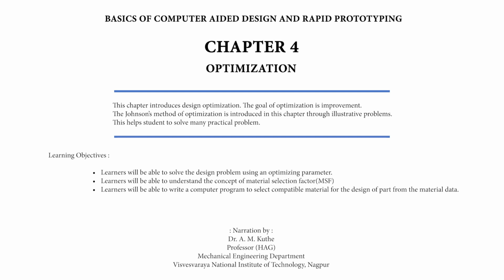Substituting d equals (32 Fl Fs upon 4 pi Sy) raised to 1/3 in the equation, we will have the term Sy raised to 4/3 upon E as the material selection factor. The material which has the least value of material selection factor is selected for the design because that material will have minimum value of deflection, as seen from the equation.